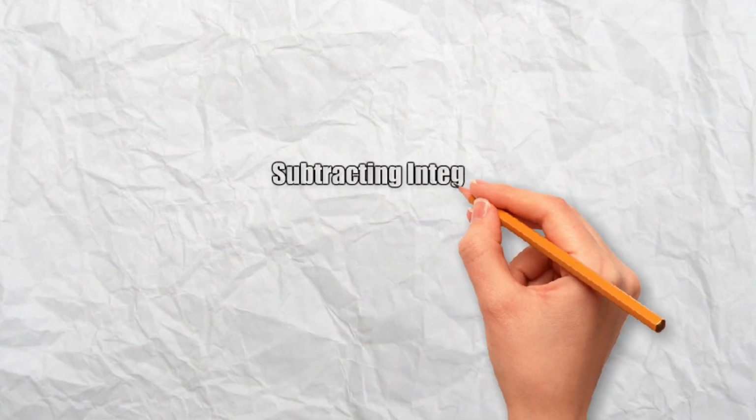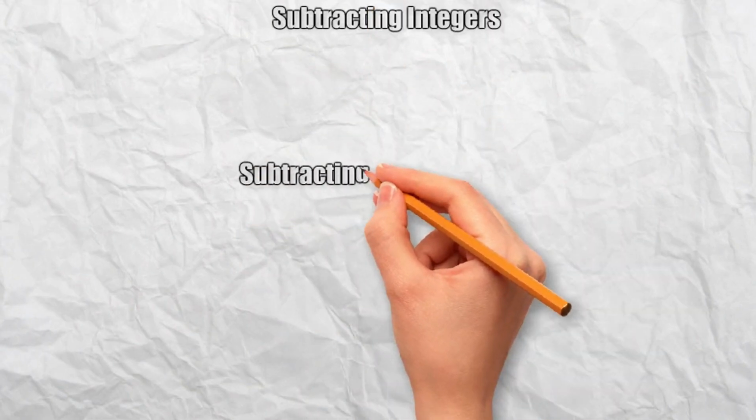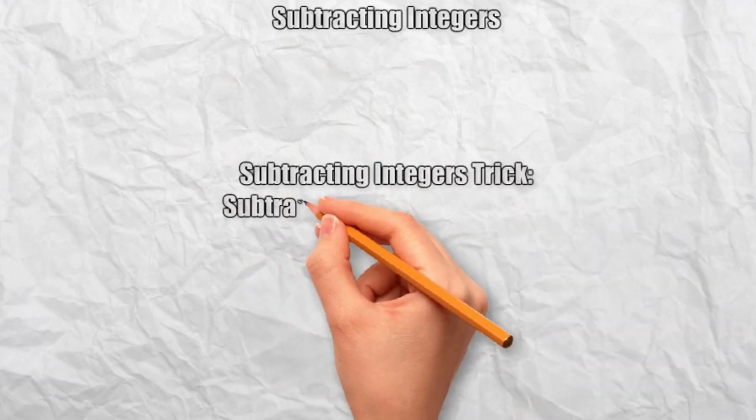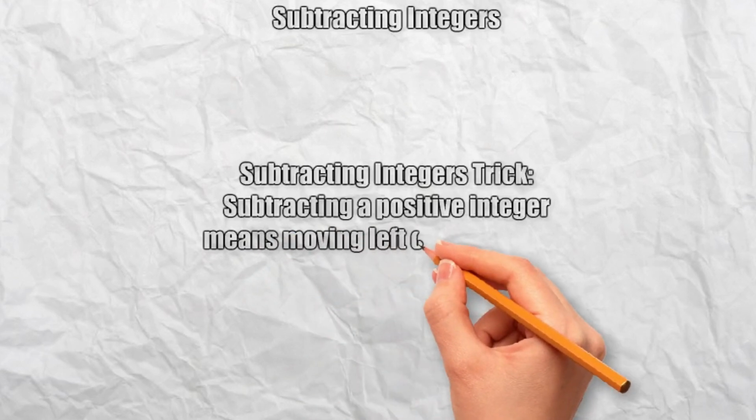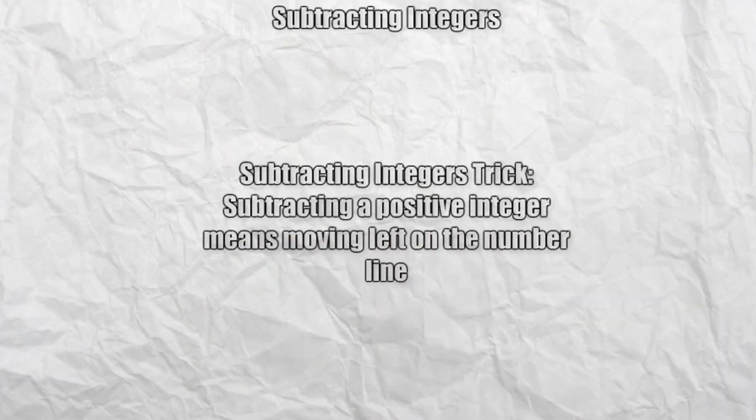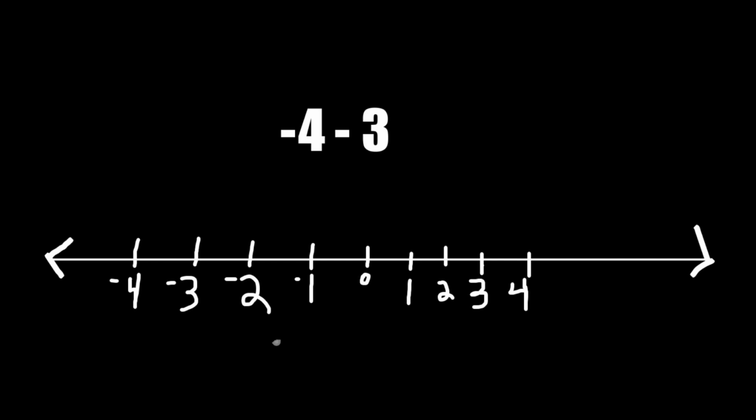Now let's move on to subtraction. Subtracting can be hard, but here's the trick. Subtracting a positive integer means you're moving left on the number line. For example, -4 minus +3. So -4 is on the number line here, and you're subtracting a +3 from it.